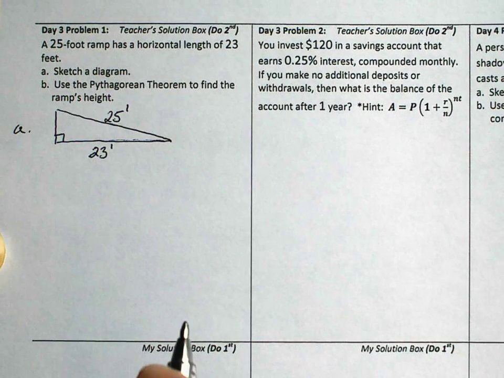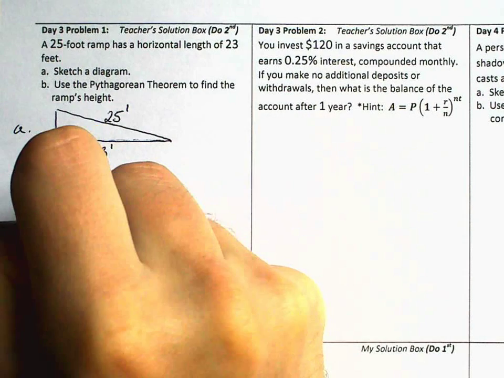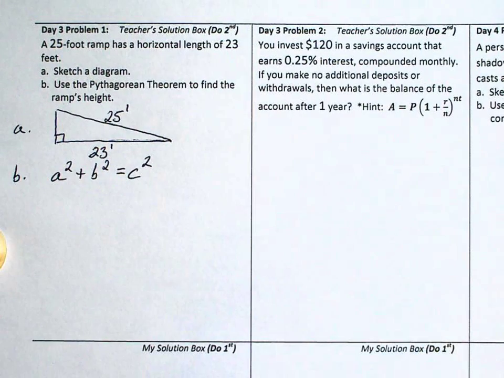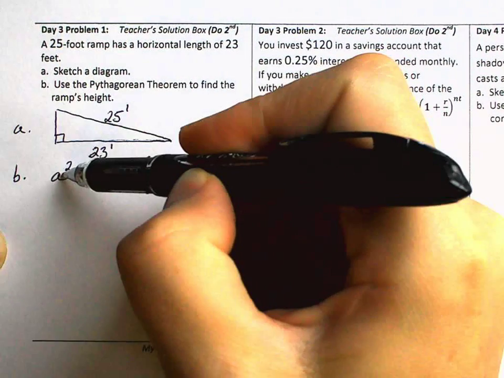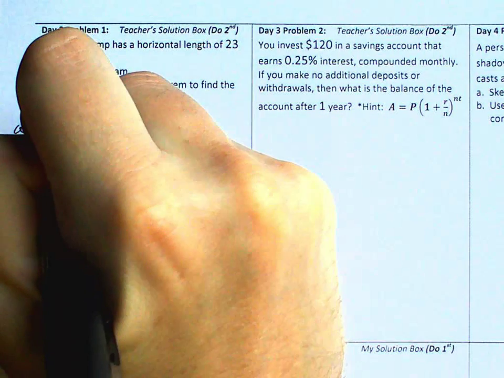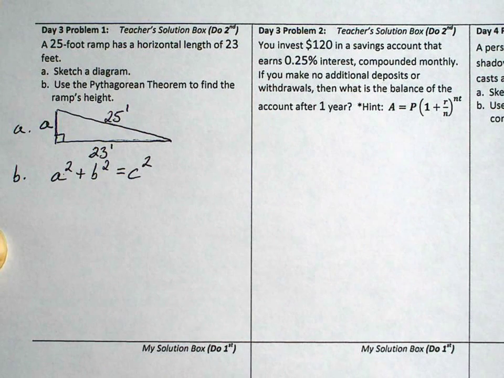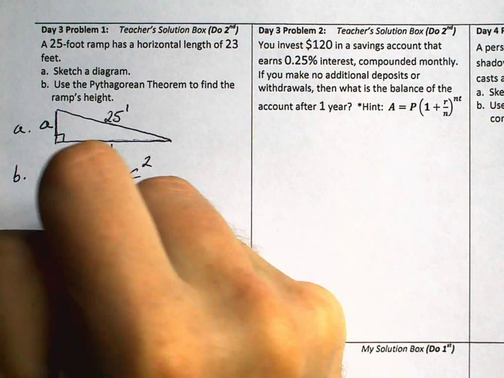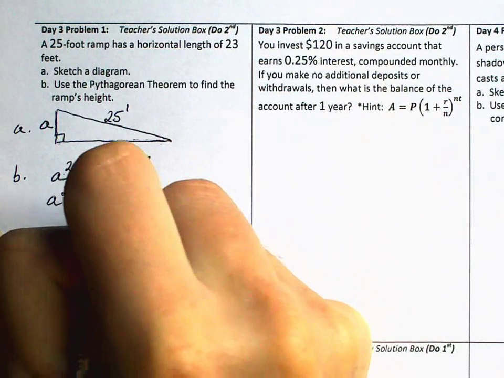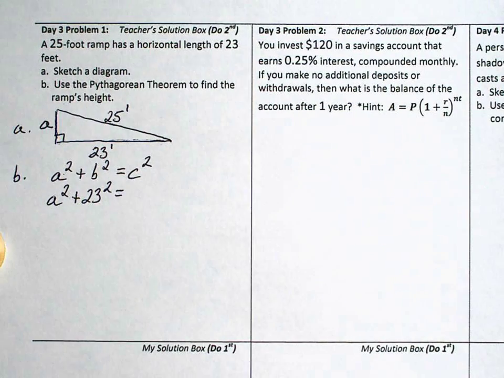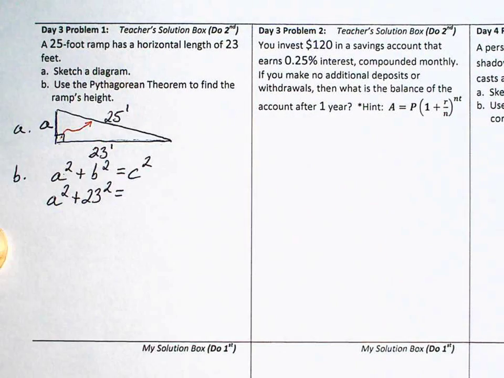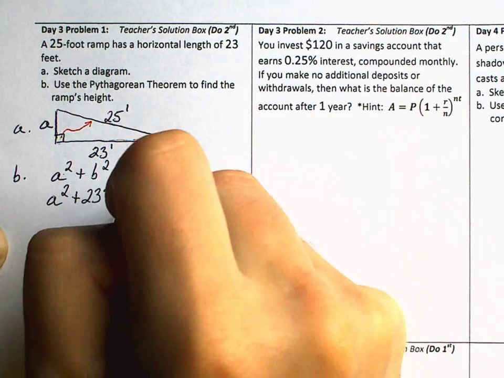In part B, use the Pythagorean theorem to find the ramp's height. A squared plus B squared equals C squared. The letter A is the shortest leg of the triangle. That's this one here. And so in the diagram, let's use the variable A to represent that unknown length. The letter B is the other leg of the triangle, the 23. And the letter C is the hypotenuse of the triangle. The hypotenuse is always the side across from the 90-degree angle. That's the 25.